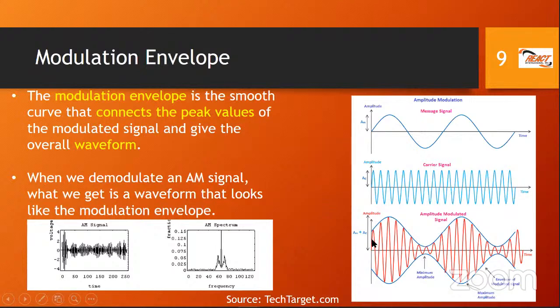So notice before we have the modulated signal here, but if we were to join all of the peaks together, notice this line here, we're joining all of the peaks of the modulated signal, that is called the modulation envelope. And we need to know that for our exam. Note that when we demodulate an AM signal, what we get is a waveform that looks just like the modulation envelope. So when we transmit our AM signal and someone else receives it, when they decode and demodulate it, the voice signal, the audio signal, looks just like the modulation envelope.